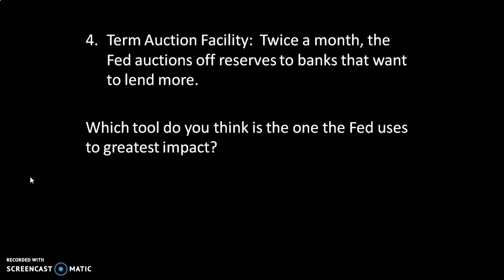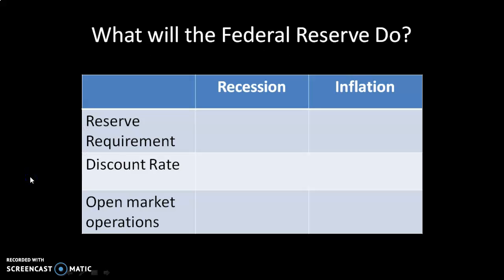So of these tools, which one do you think the Fed uses the most to greatest impact? Well, the answer may surprise you. It's actually open market operations. And the one that is used the least is the one we just talked about, the term auction facility. So I have a table here, and I'm not even putting the term auction facility on here because it's relatively minor.